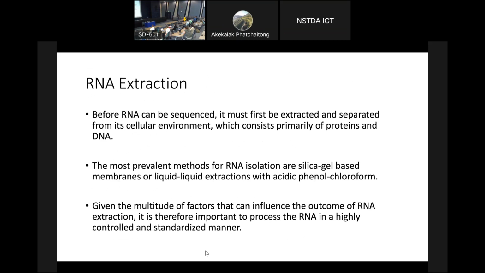Okay, so RNA extraction. Of course, before you can do the analysis, you got to extract your RNA. So before you can sequence, you must extract it and separate it from the cellular environment. And the cellular environment is usually proteins and DNA, so you got to separate it out from there. Now, there are two common methods. The prevalent methods are silica gel-based membranes or liquid-liquid extraction with acidic phenol chloroform.